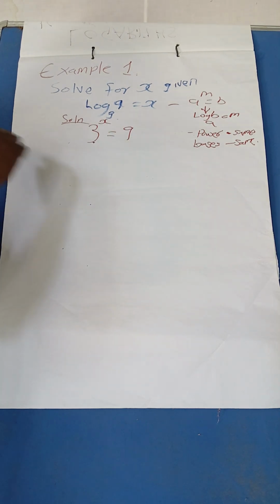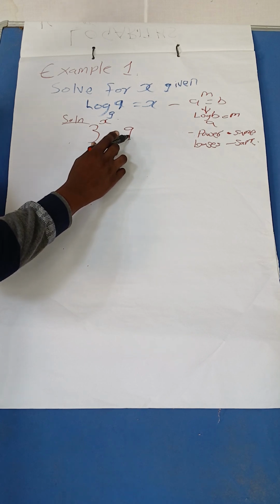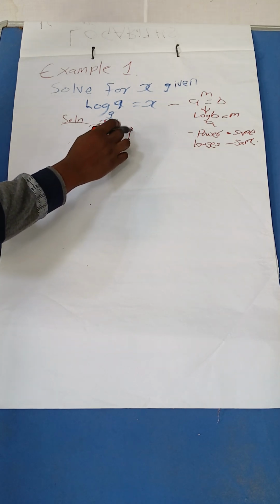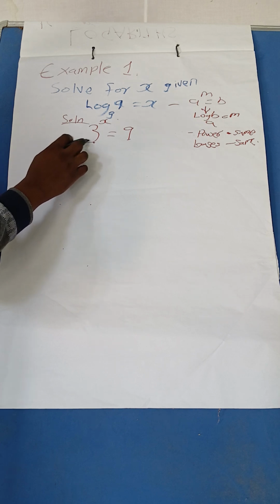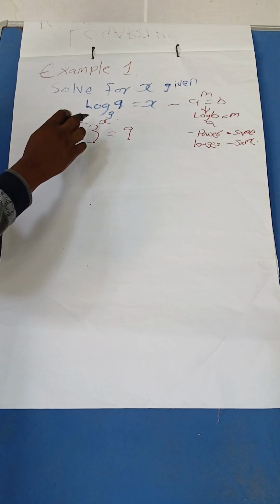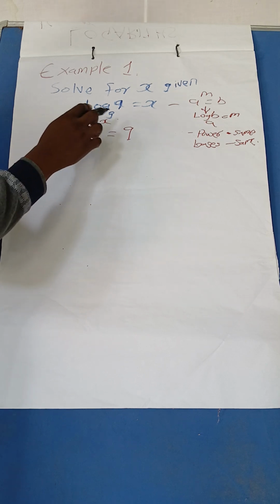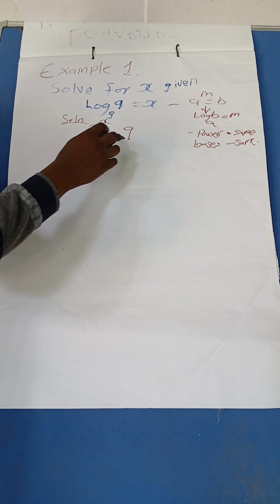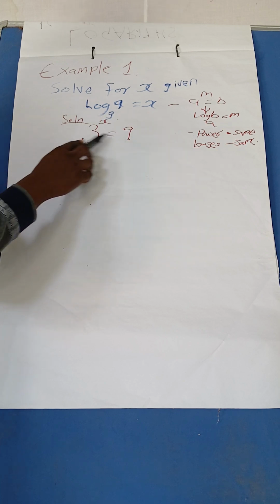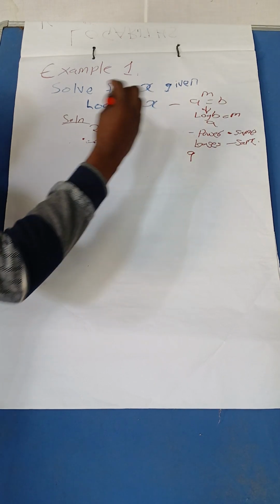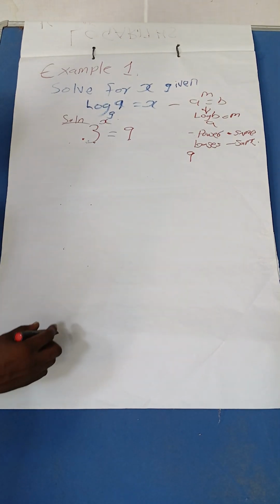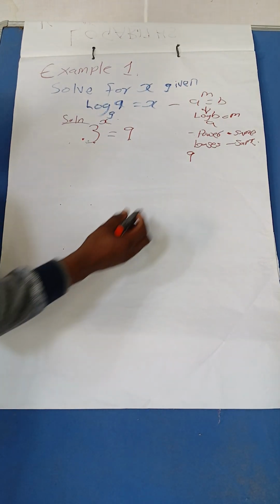Now I want to look for factors of 9 that can make it look the same as 3 power x, or the factors that can help us get the bases the same. Now, factors of 9. What can I do to get 9?